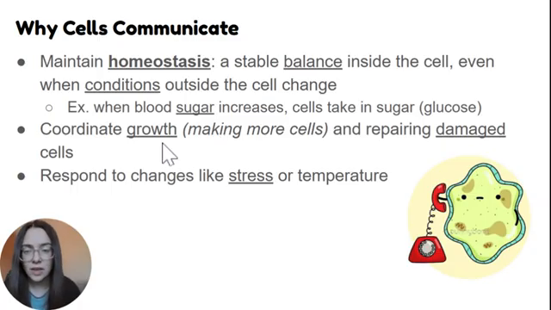Another reason that they communicate is to coordinate and organize how they grow and make more cells. They also need to repair any damaged cells. Lastly, cells communicate to respond to changes like stress. They're going to release chemicals that help decrease stress and respond to stressful situations. And they also need to maintain a stable temperature.